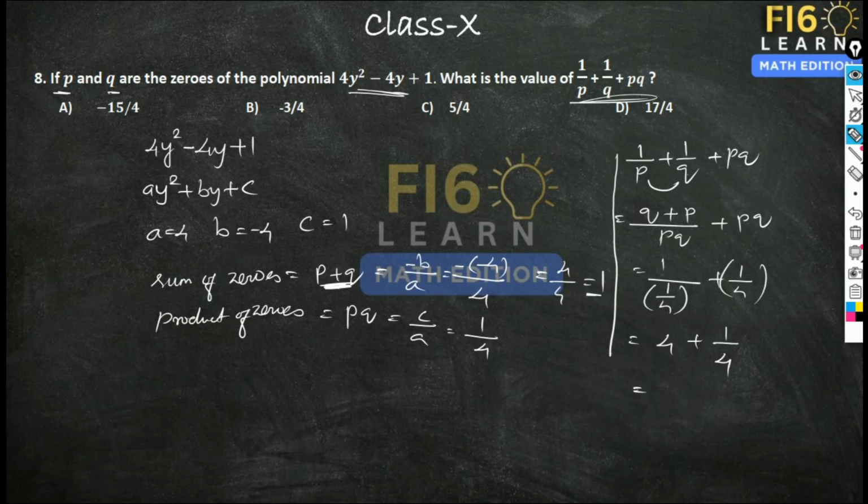Okay. Now you can do the cross multiplication. You will get 4 into 4 is 16 plus 1, divided by 4 into 1. If you have nothing in the denominator, you can assume there is 1 in the denominator. First you multiply 4 into 4 is 16 and 1 into 1 is 1, and 1 into 4 is 4. You will get 17 by 4 as the answer. So the option is D.